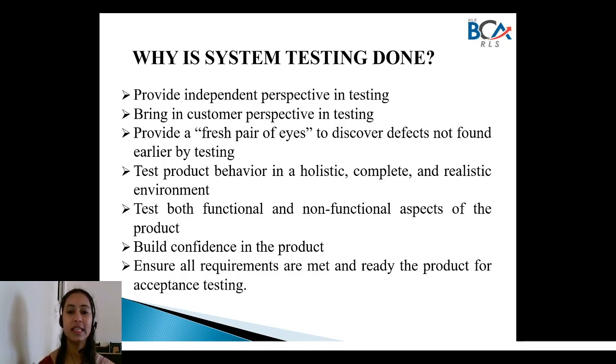Next, to build confidence in the product. By doing system testing, you will have confidence that your product will work on any different platforms, any different browsers, or any given software requirements. To get this confidence, you perform system testing, and also to ensure all the requirements are met and make the product ready for acceptance testing. You will make sure all the requirements are met, and that the product is ready for acceptance testing, which is done only after system testing.